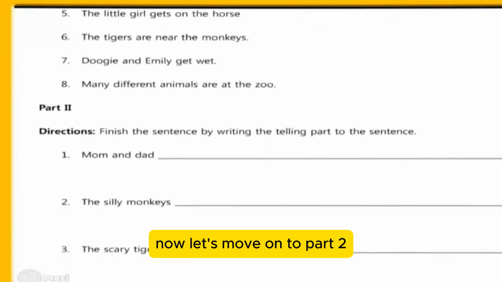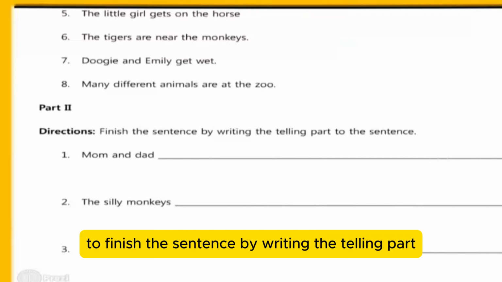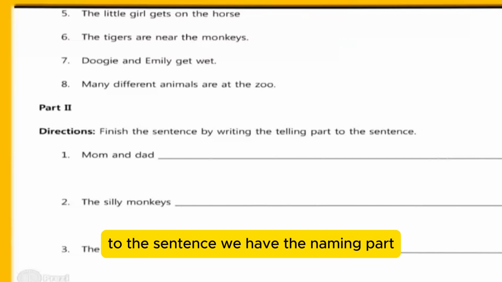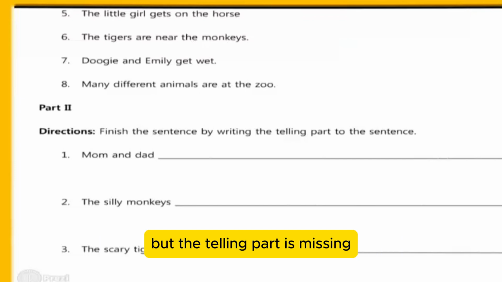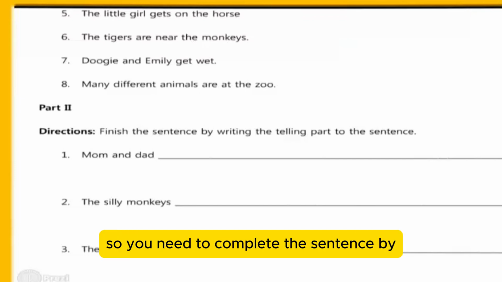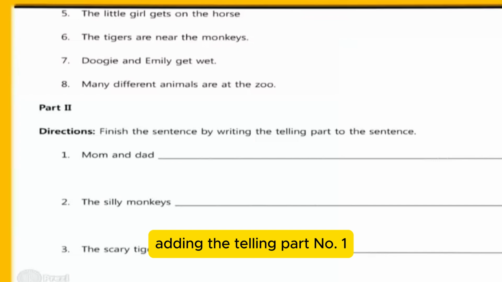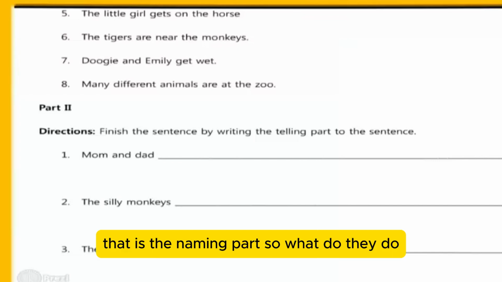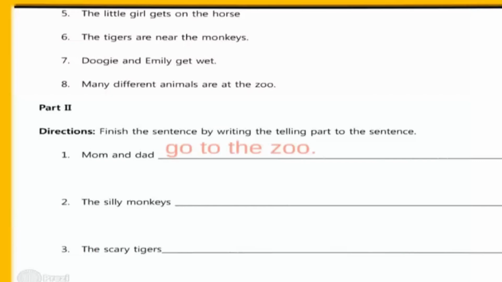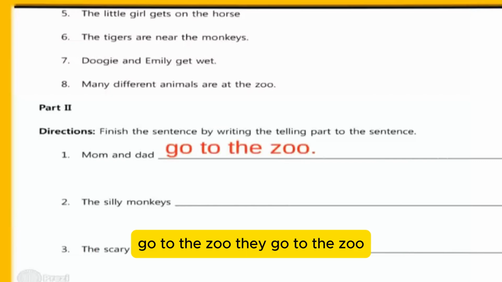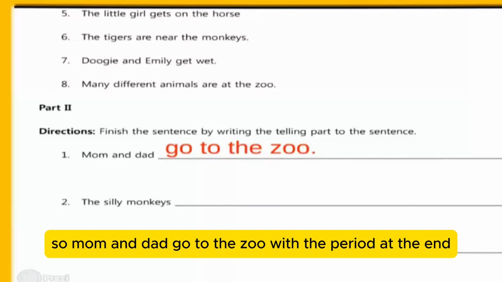Now let's move on to part 2. The direction says to finish the sentence by writing the telling part to the sentence. We have the naming part, but the telling part is missing. So you need to complete the sentence by adding the telling part. Number 1, Mom and Dad. Well, that is the naming part, so what do they do? Go to the zoo. They go to the zoo. So, Mom and Dad go to the zoo with the period at the end.